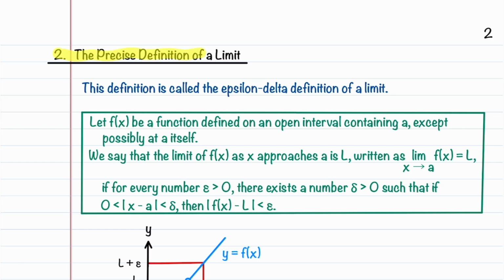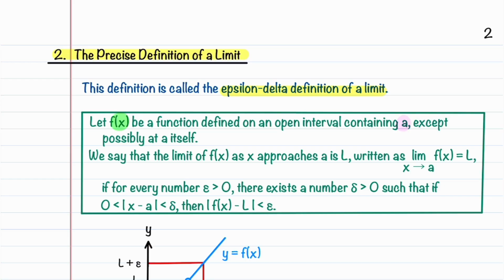Let's now look at the formal definition, otherwise known as the Epsilon-Delta definition of a limit. This definition tells us that we're going to let f of x be a function defined on an open interval containing a, except possibly at a itself.